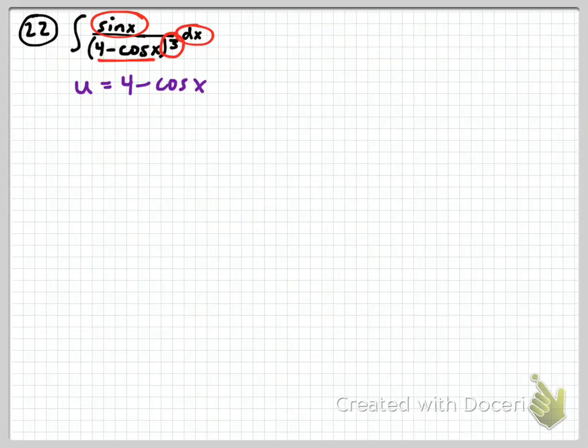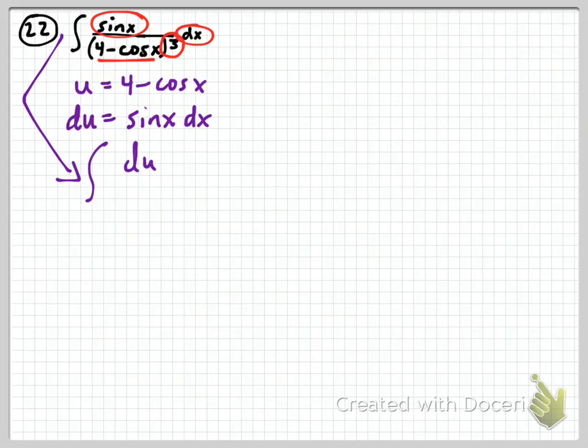We have u equaling 4 minus cosine x, and du then would be, the derivative of the cosine is negative sine, so the derivative of negative cosine would be sine. So we have sine x dx, and that's in fact what we have here. That's good, because in place of the sine x dx, we're going to put du. So we have the integral of du, and then we have u to the third power in our denominator, and so we can rewrite that as u to the negative 3 du.